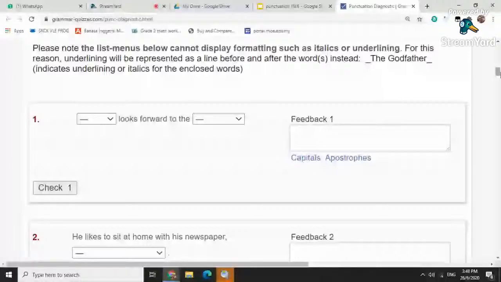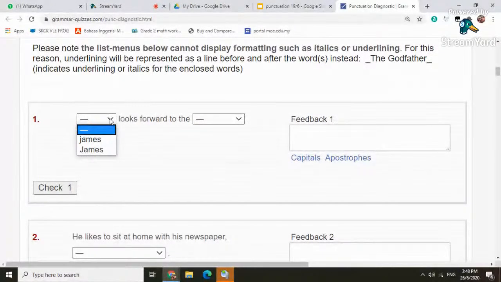So let's see. Number 1. James, J with a capital letter and j with a small letter, looks forward to the... what would the answer be? J with a capital letter or James with a small letter? Can you give me answers in the chat box below? Should I choose James with a capital letter or James with a small letter?